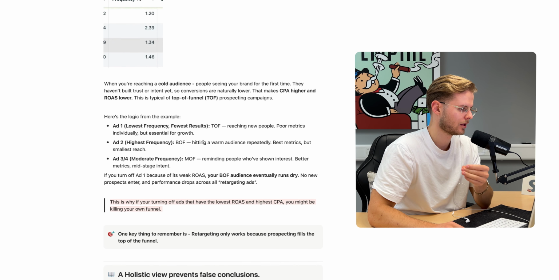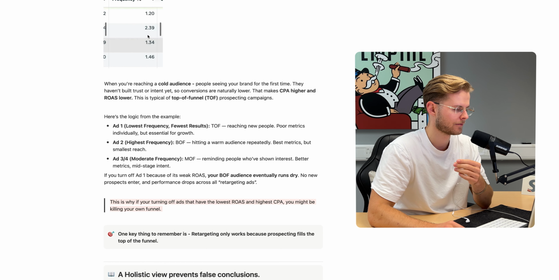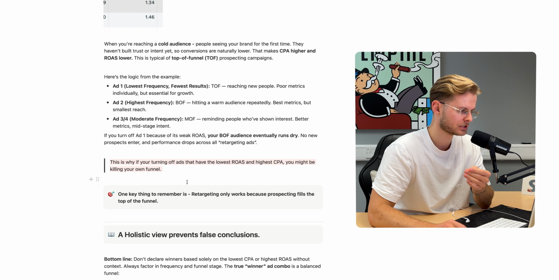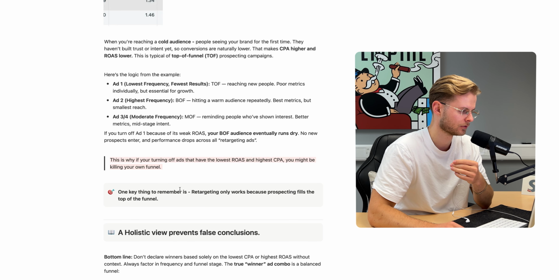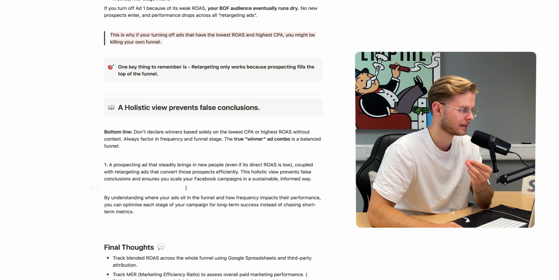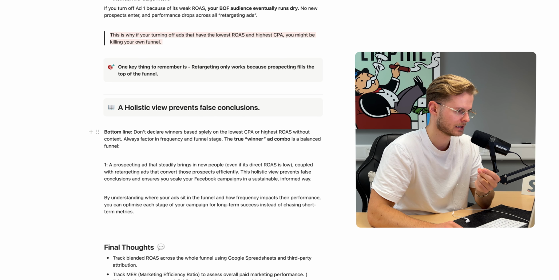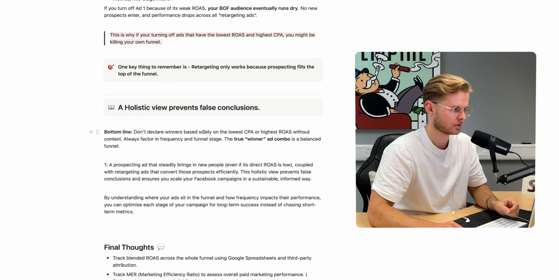So this is the mistake that a lot of people make: if you are turning off the ad, let's say for an example, it's this top one here that has the lowest ROAS and highest CPA, you might be killing your own funnel by doing this. And the key thing to remember is that retargeting only works because prospecting actually fills the top of funnel. So in order to combat this, we need to look more at a holistic view, and this actually prevents false conclusions. So the bottom line is, don't declare winners based solely on the highest ROAS and lowest CPA, without context of actually looking at these other metrics.